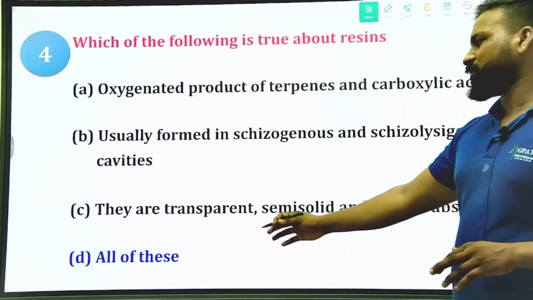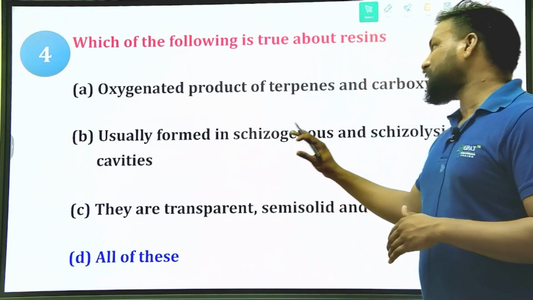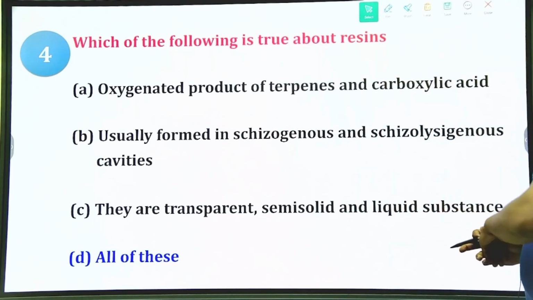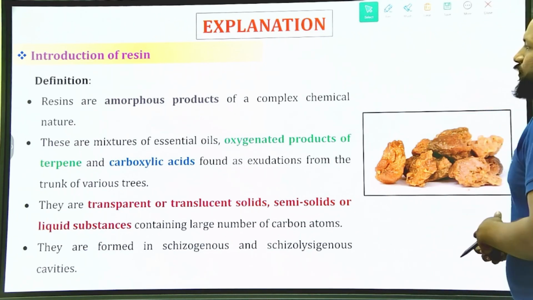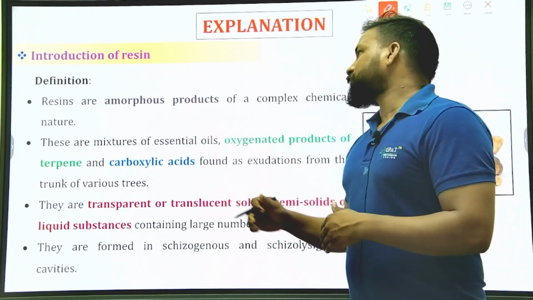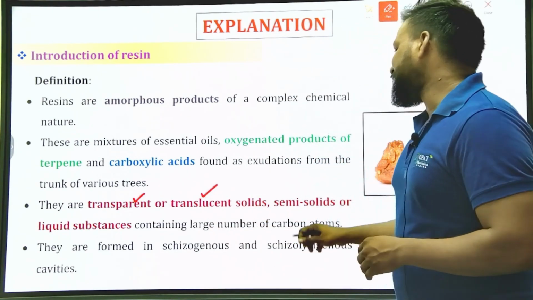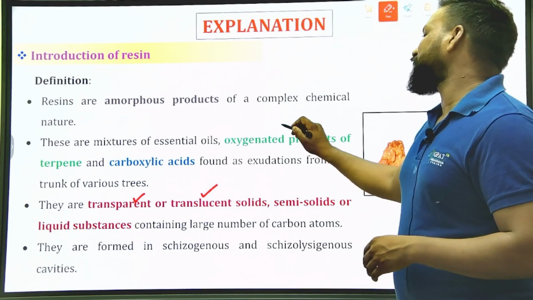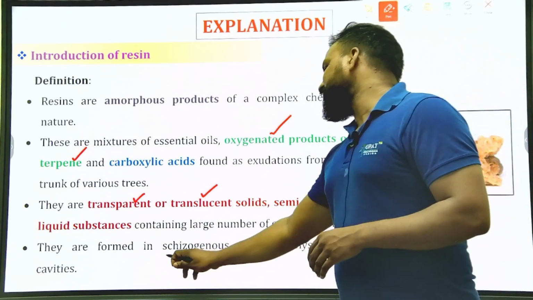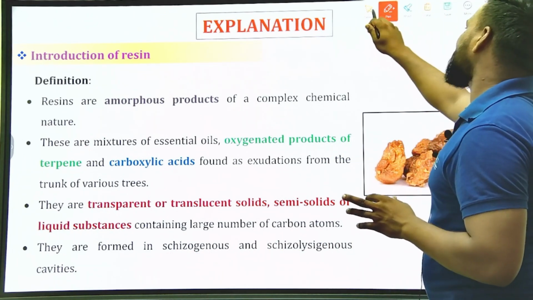Yes, this option, because the oleoresin or the resins are transparent semi-solid compounds, and they are also present in lysogenous and cytogenous ducts of the cavities. Clear? So all of these options are right, because you can see the properties in the definition of the resin. The resins are amorphous products of complex chemical nature, transparent and translucent solids and semi-solid liquid substances, and mostly they are the oxygenated products of terpene, the first statement. And they are also present in the cytogenous and lysogenous cavities. So that's about the resins, because all of the above is the right answer.